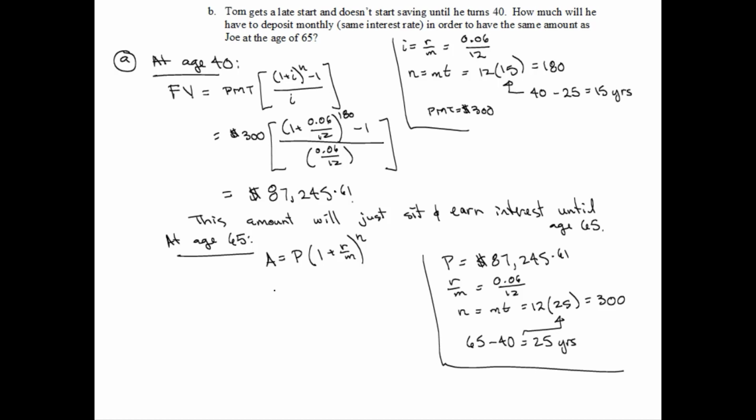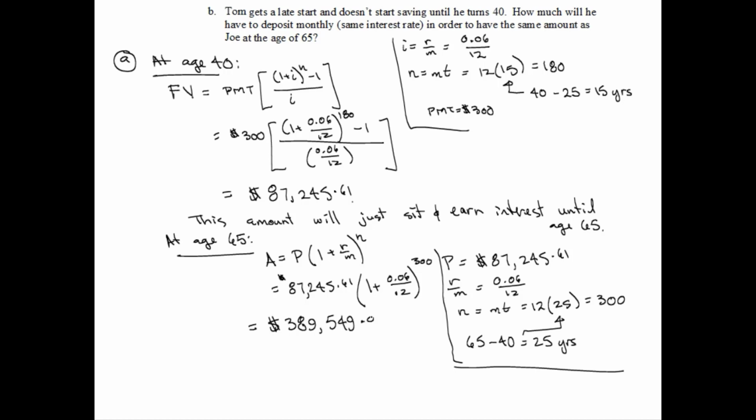So now my amount that he has is 87,245.61 times 1 plus 0.06 over 12, all raised to the 300th power. Work all this out, and you should end up with $389,549.01.